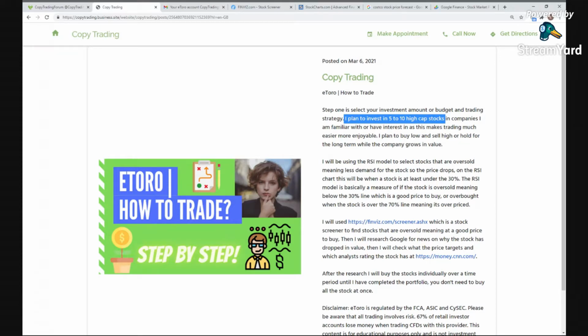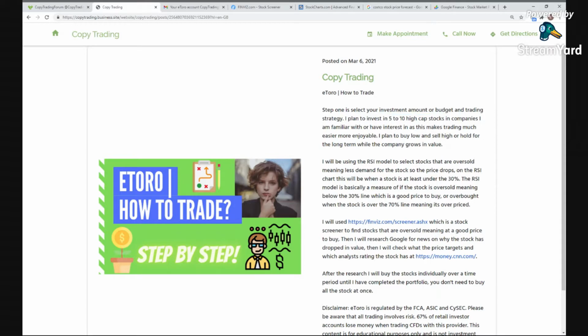So I'm looking at these big high cap stocks because everybody knows them and a lot of people are investing in them, and people have emotional attachment to Apple, etc. They'll buy their products, so it's safer in the long term. Okay, we know these companies are growing and growing year in, year out for the long term.